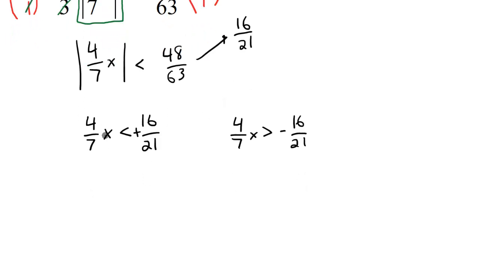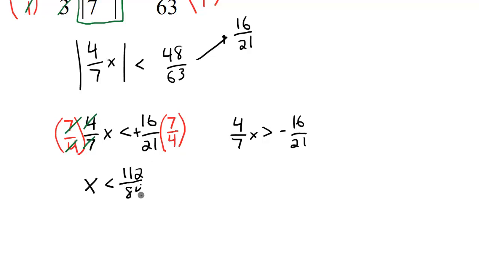Now we want to solve for x right here. So to get rid of 4/7 we want to multiply by the reciprocal, so that's going to be 7/4. Okay, and then we got to multiply this side by 7/4 as well. So then the 7 up top cancels with the 7 on the bottom. Same thing with the 4's, and we're left with just x. So that's nice. We got less than, and then 16 times 7 will be 112. 21 times 4 will be 84, and then that will reduce. We'll have x is less than 4/3. Okay, so that will be one inequality that we want to go with.